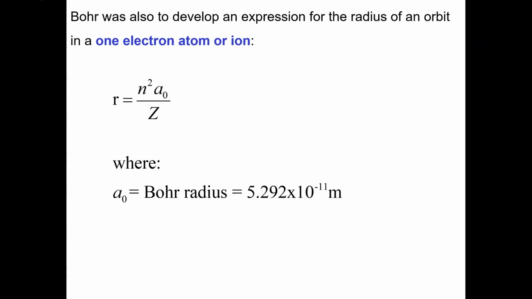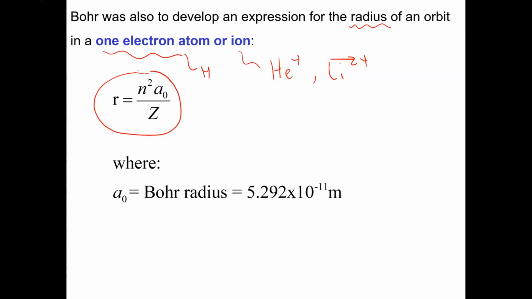Now, Bohr kept playing with the math here, and he was able to come up with a formula that gave you the radius of one of these orbits for a one electron atom, i.e. that's hydrogen, or a one electron ion, and that's going to be things like helium plus, lithium 2 plus, etc. And this is the little formula here. It says that the radius of the orbit will be n squared, that's the value of the energy level, multiplied by a naught, which refers to the Bohr radius, which is a constant that you would always be able to look up, divided by the atomic number.